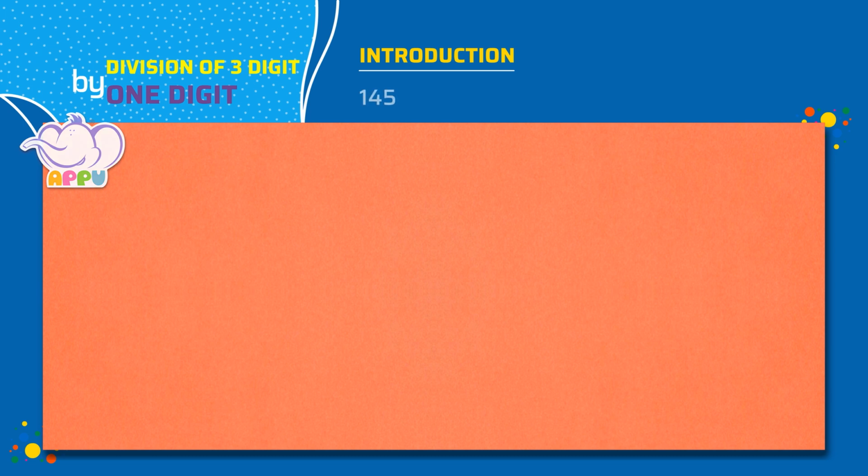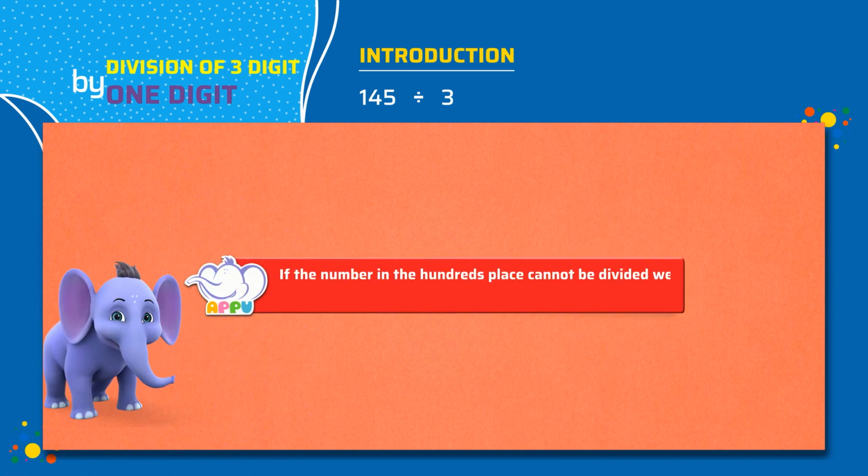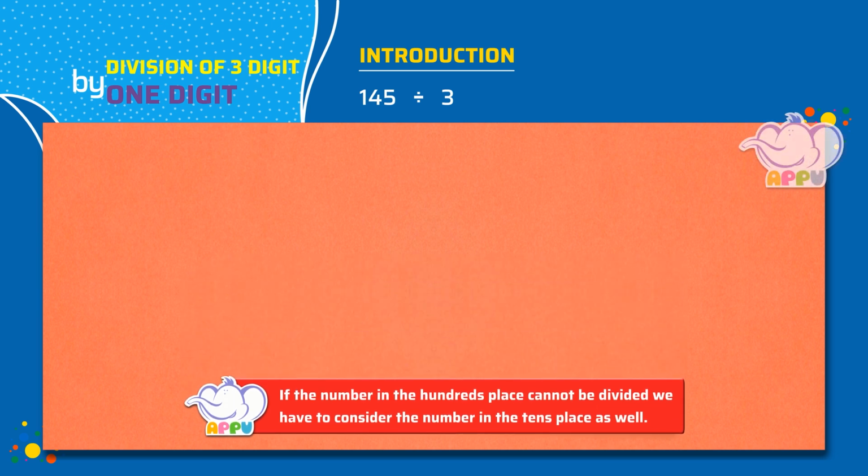Let's divide 145 by 3. If the number in the hundreds place cannot be divided, we have to consider the number in the tens place as well. We write the division bracket and write 3 outside the bracket and 145 inside the bracket. Step 1. We cannot divide 1 by 3 since 1 is smaller than 3. So we consider the tens digit as well.